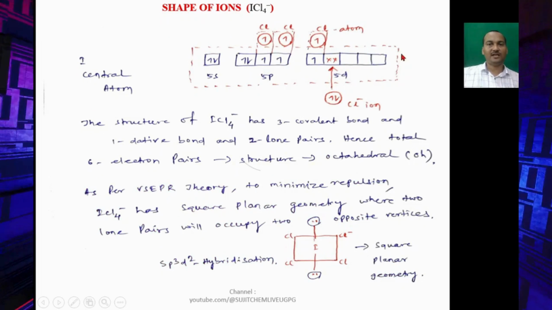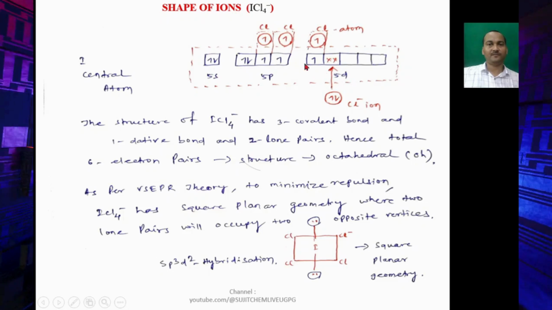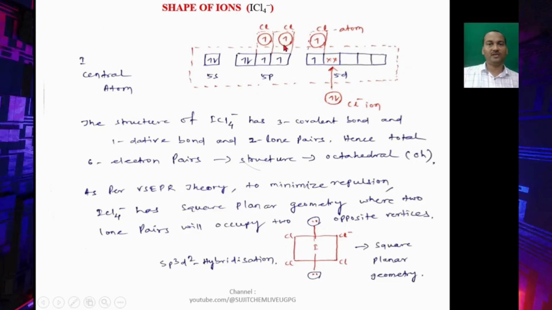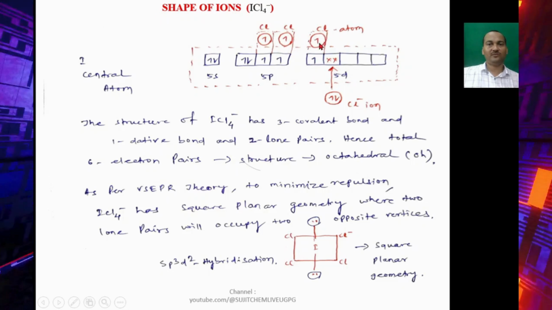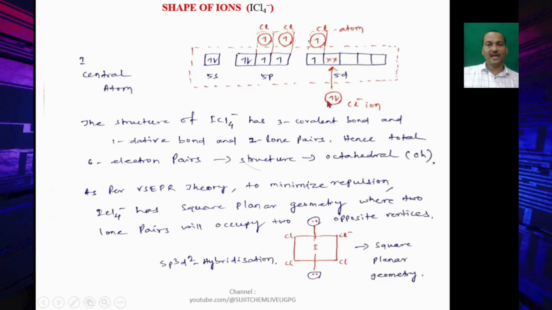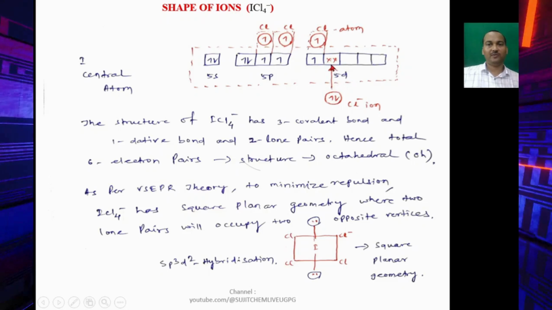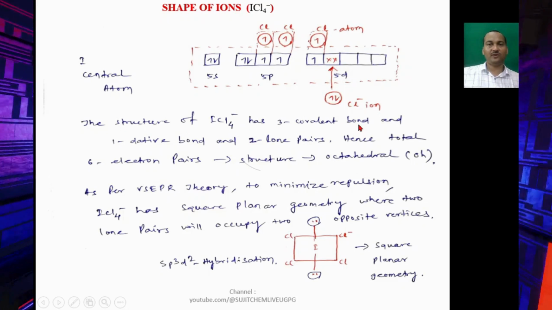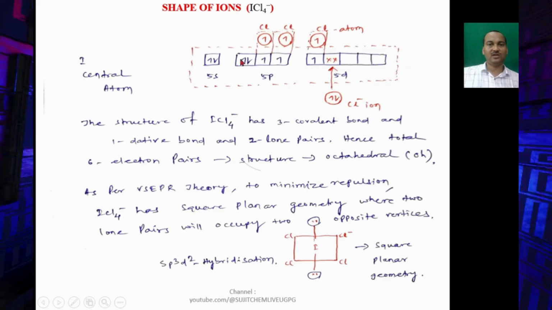So here iodine is the central atom and the configuration is 5s2 5p4 5d1. These two 5p unpaired electrons can form bonds with 2 Cl atoms, and one 5d unpaired electron can form a bond with another Cl atom, and the Cl minus ion has a pair of electrons, so that pair can donate to the 5d orbital forming a dative bond. So the structure of ICl4 minus has 3 covalent bonds, 1 dative bond and 2 lone pairs. So these two are lone pairs.